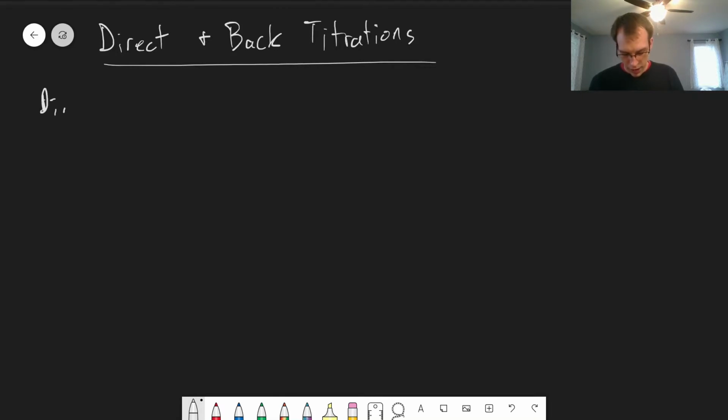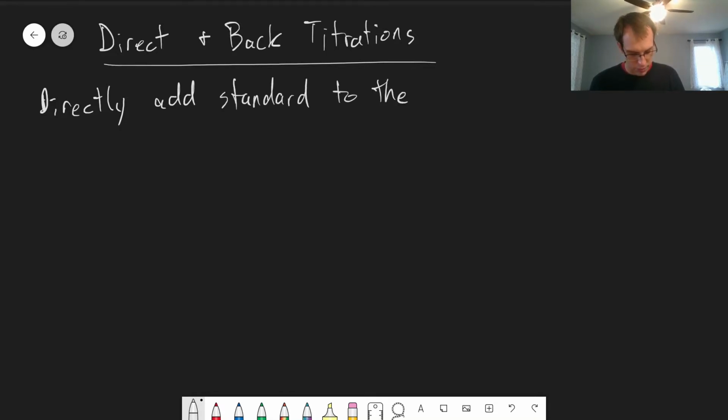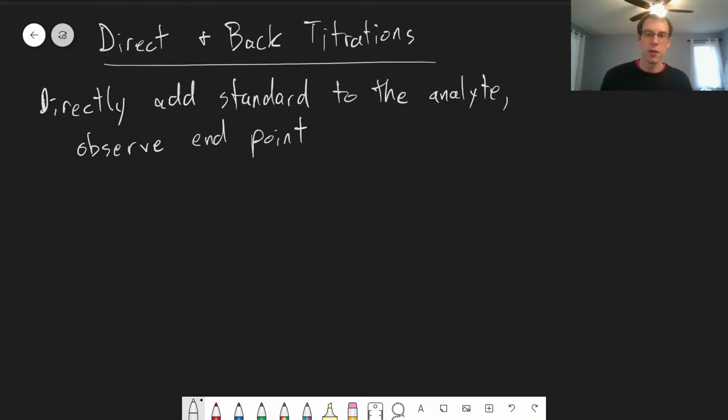We directly add titrant, our standard, to the analyte and observe the endpoint. And we can, of course, do a blank titration to correct for the difference between the endpoint and the equivalence point, and then we can use that to calculate the concentration of our analyte in our solution, which is really what we're after. All right, so we're just adding titrant to analyte directly.